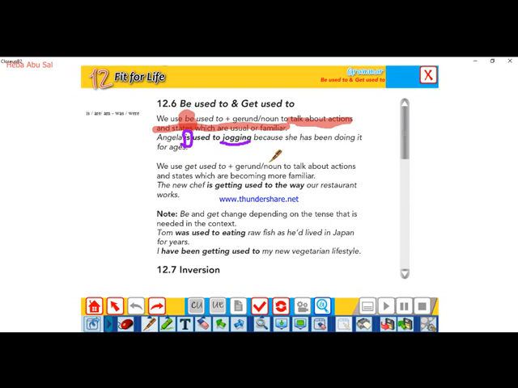She is familiar with jogging. So here we use be used to. So again, we use the branches of be plus used to plus a gerund or a noun to talk about actions and states which are usual or familiar. Now, when do we use get used to? This is important. Get used to plus a gerund or a noun. We use it, let's use yellow, to talk about actions and states which are becoming more familiar.